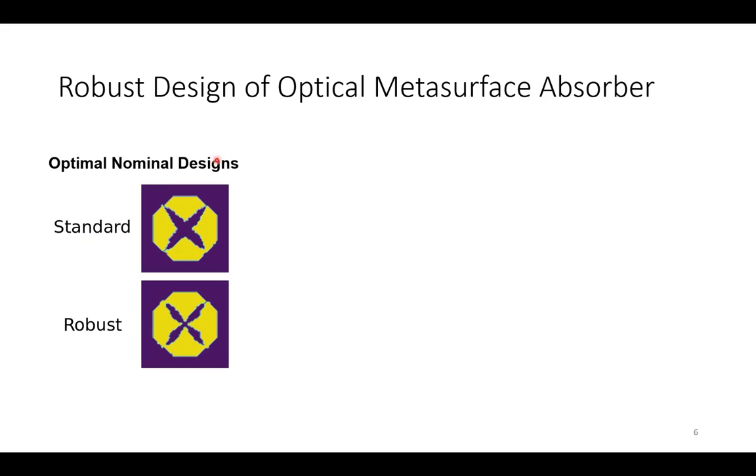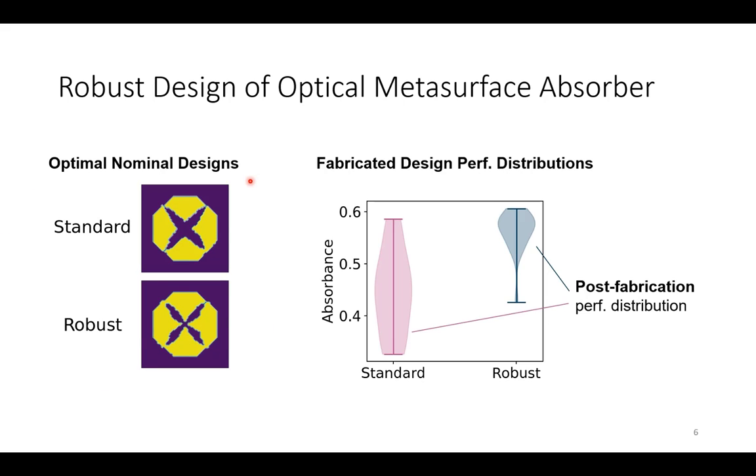So here are the optimal solutions under two different scenarios. And here are their fabricated design performance distributions corresponding to those two solutions. And in this example, we are maximizing the energy absorbance. So by comparing those two distributions, we can clearly see that the robust optimal design has better post-fabrication performance.